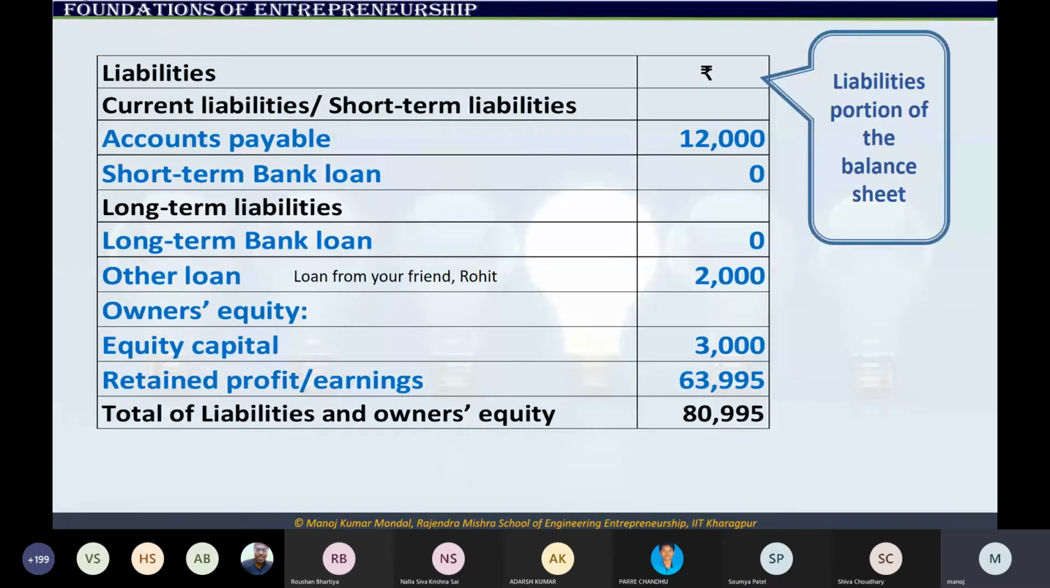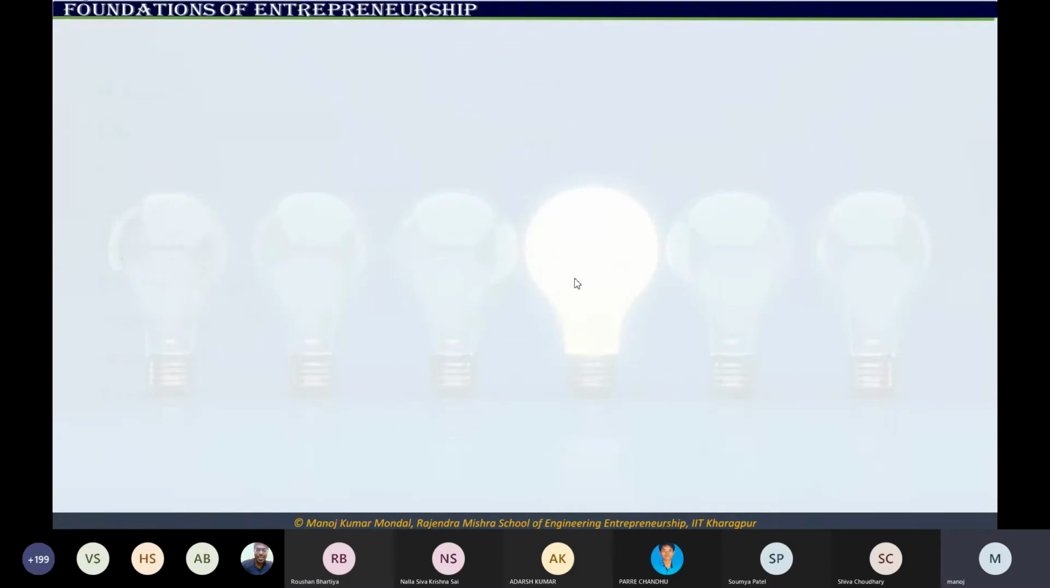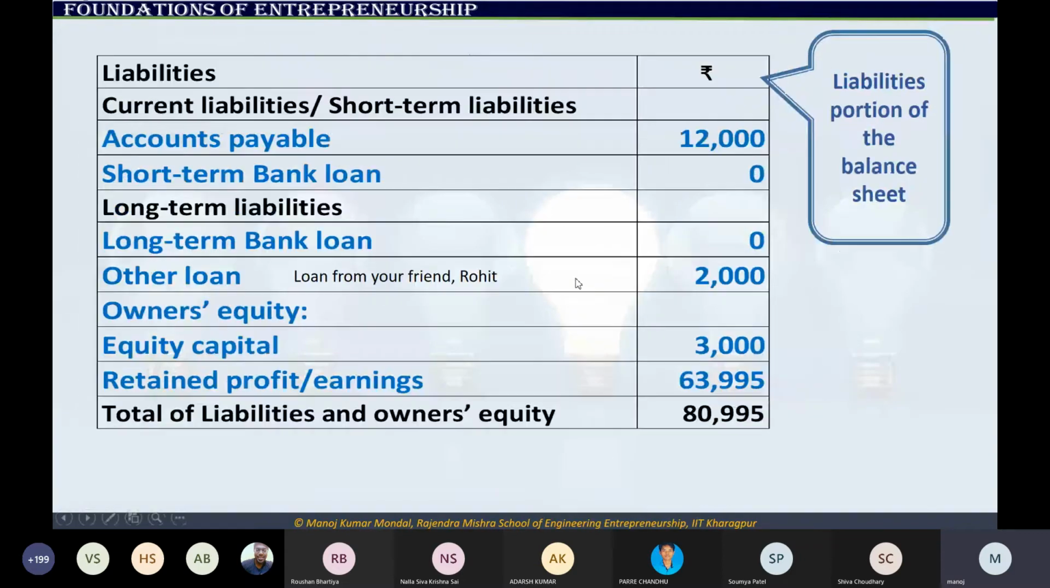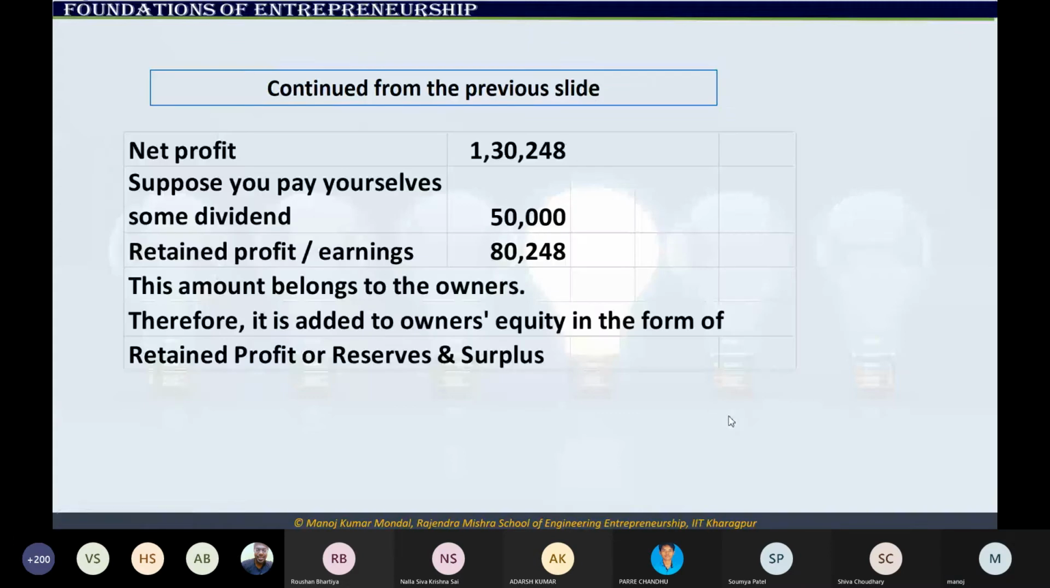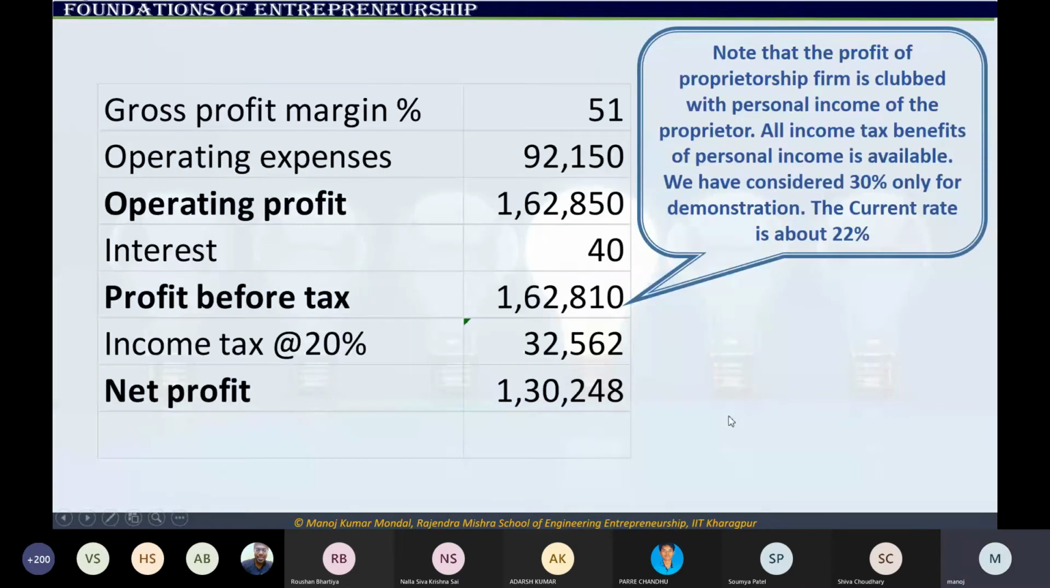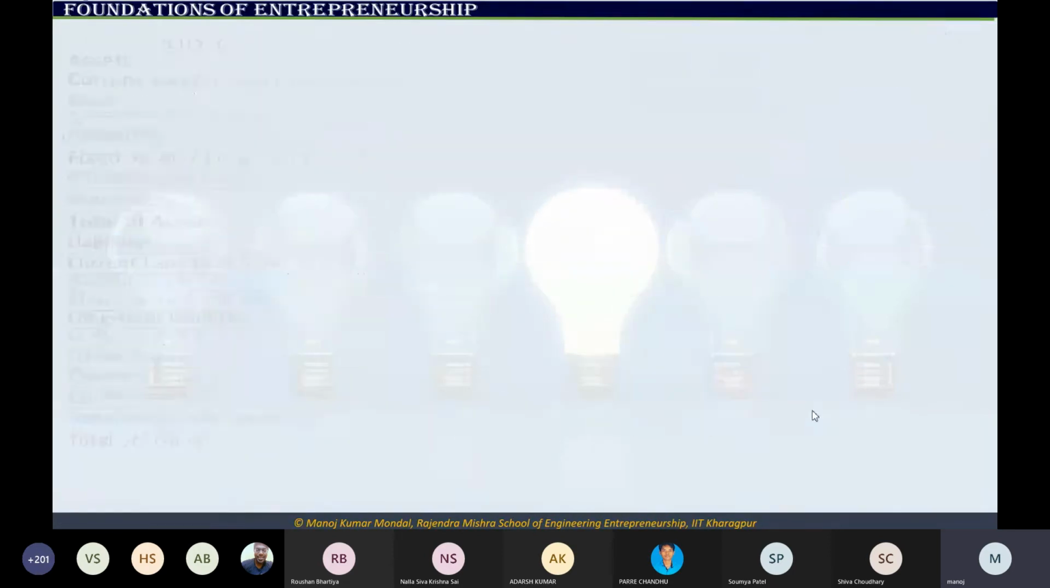Now, retained profit. In the earlier year you had some retained profit, perhaps zero. But this year retained profit is 80,000. That goes to the balance sheet. So you add that with zero, and why is this 63,000? Whatever, I'll check that. So total becomes 80,995. I think this is 63,000. Maybe some mistake. How could I forget that?